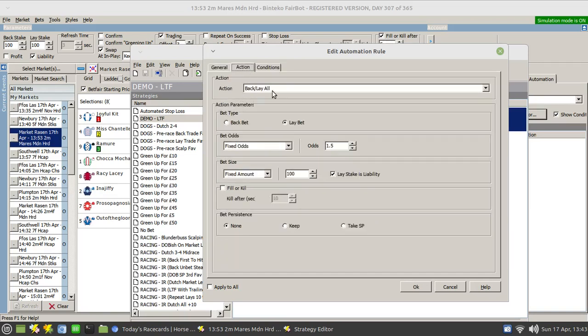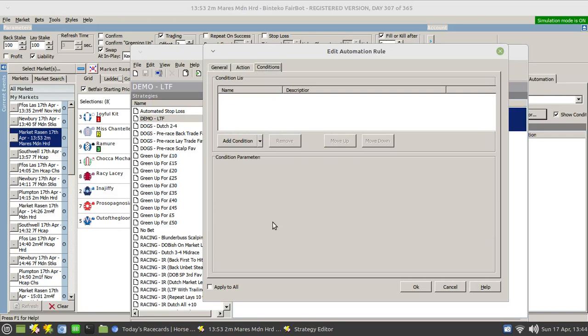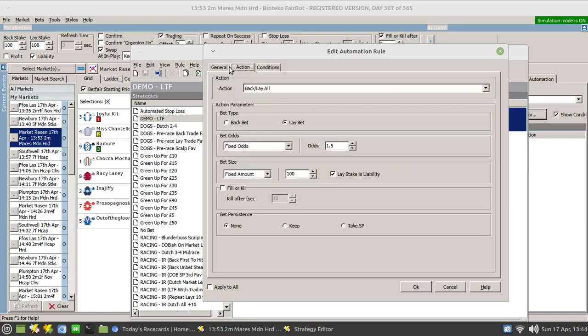The action is back lay all at lay bet at fixed odds of 1.5. This is where you can specify a lay stake as the liability, which you can't do within that dialog box I showed you earlier on. So lay stake liability for £100. We don't need fill or kill because it's going to be in running, and we need them to be sitting there to be taken. There's no need to assign any conditions, and that's it.